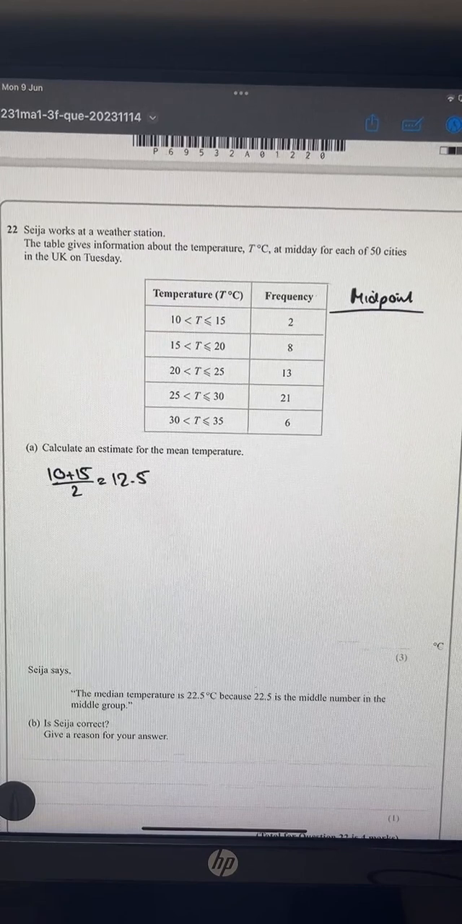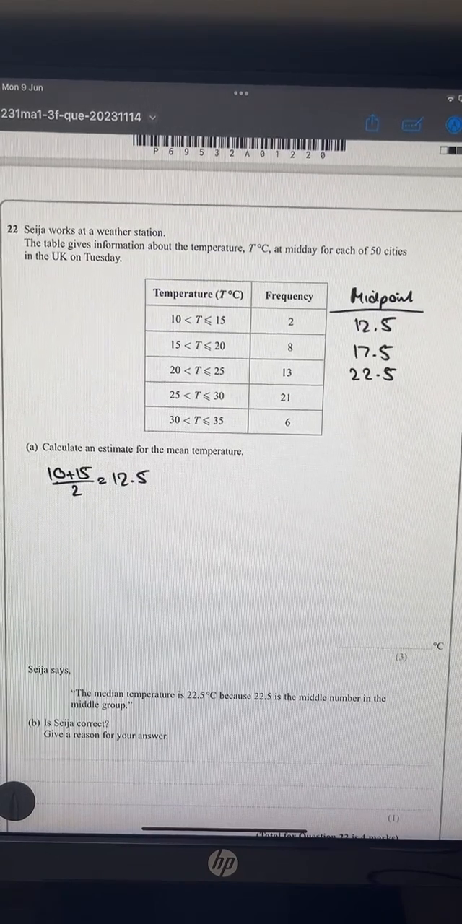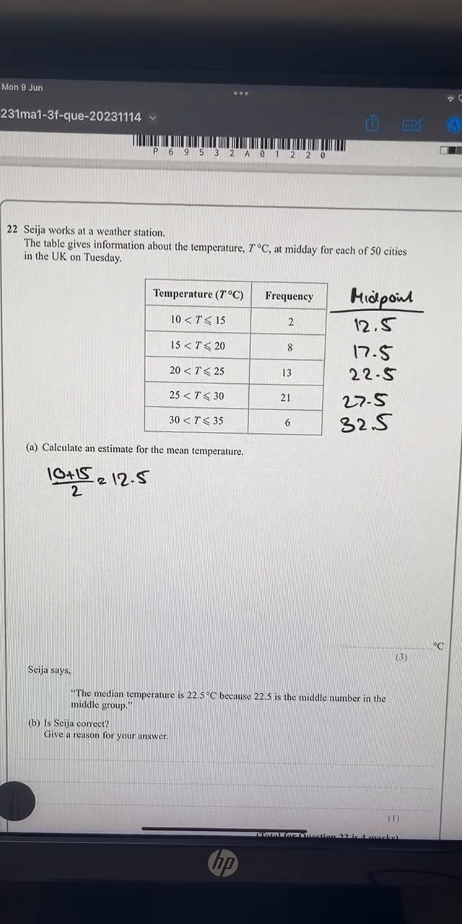So I put 12.5. Remember to show your working, but if there's something repetitive like this, where you're finding the midpoints for all, maybe just put one step and then you could do the rest yourself. So 15 to 20, the midpoint of that is 17.5. Then you'd have 22.5, 27.5, and 32.5. All right, now I have to find the total, right? So if I've got two lots of the temperature being 12.5, that's just going to be multiplied to equal 25.